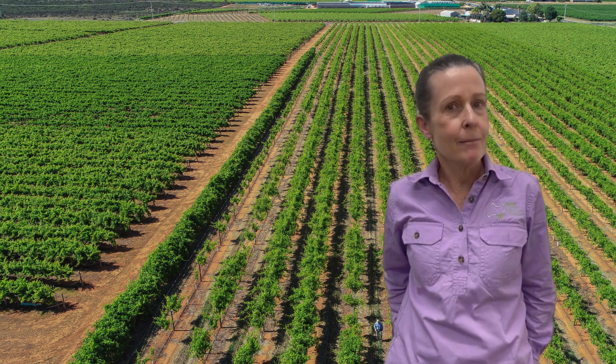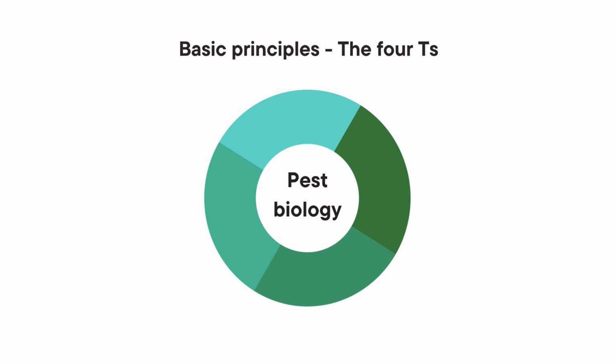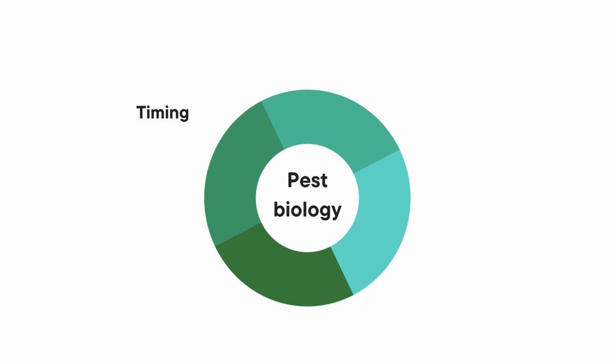Now, we captured content from those workshops on a range of spray related topics and we turned it into a series of short videos. Before we launch into each topic, I want to take a moment to look at the big picture. We have to remember that there are 4 critical components to getting efficient and effective control, and you might know them as the 4 T's. It's timing, treatment, target, and technique.